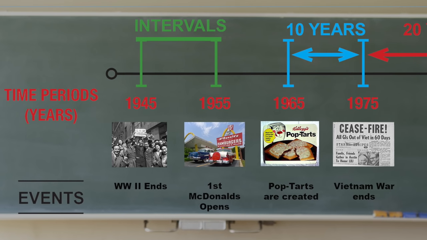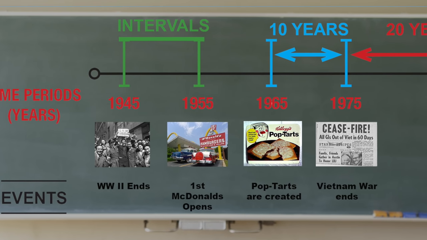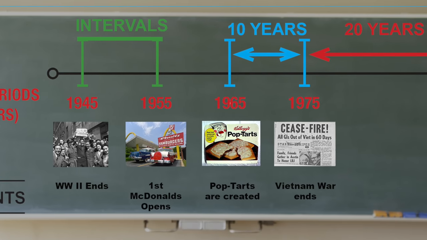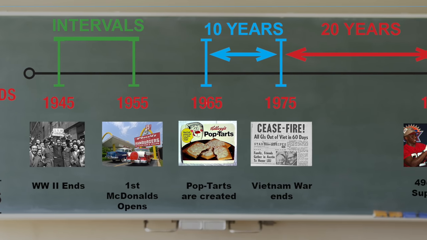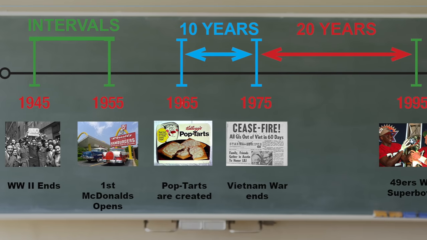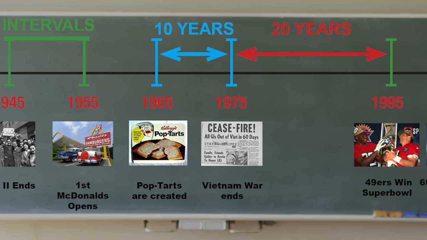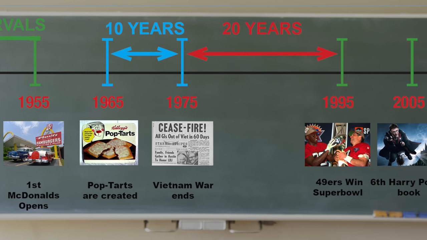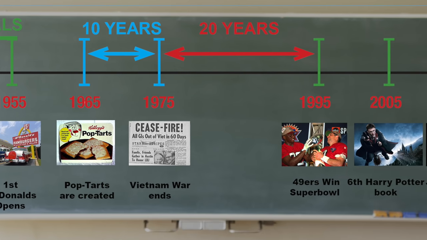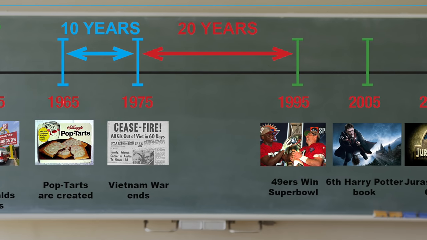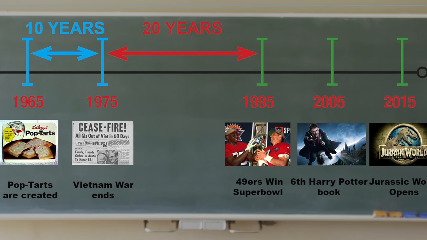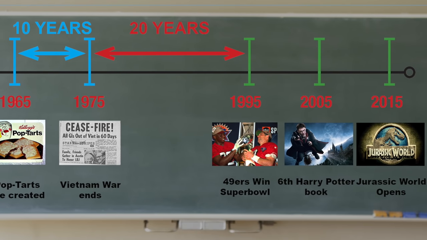In 1945, World War II ends. 1955, the first McDonald's opens up. In 1965, Pop-Tarts are created. In 1975, the Vietnam War ends. In 1995, the San Francisco 49ers win the Super Bowl. In 2005, the sixth Harry Potter book came out. And in 2015, the movie Jurassic World opened up.